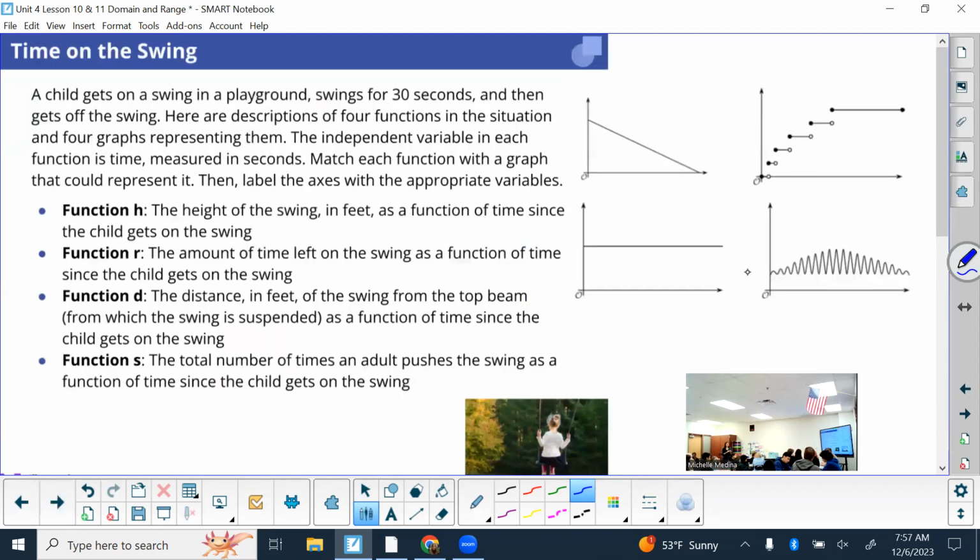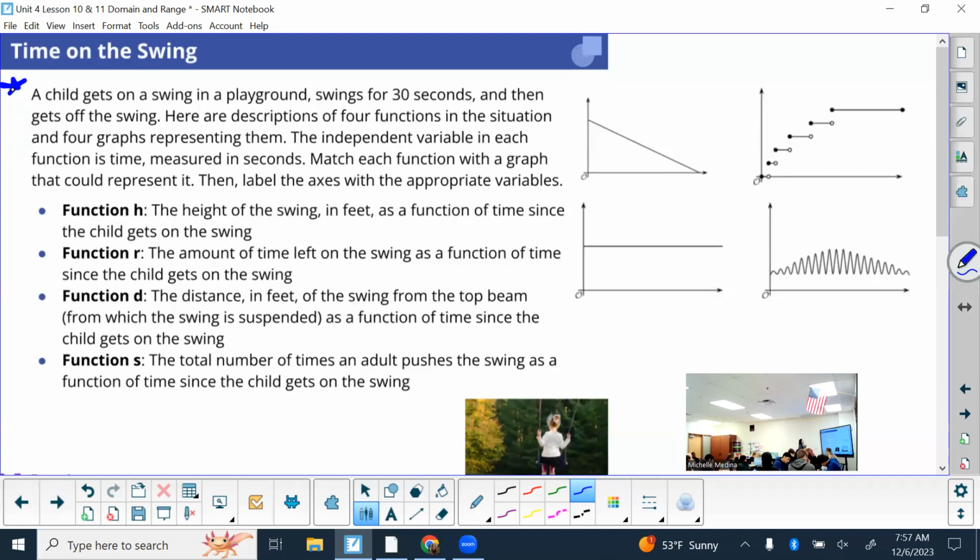But you have basically 4 different graphs. And first, you're going to match them to the function. So here's the situation that's going on. A child gets on a swing in a playground, swings for 30 seconds, and then gets off.